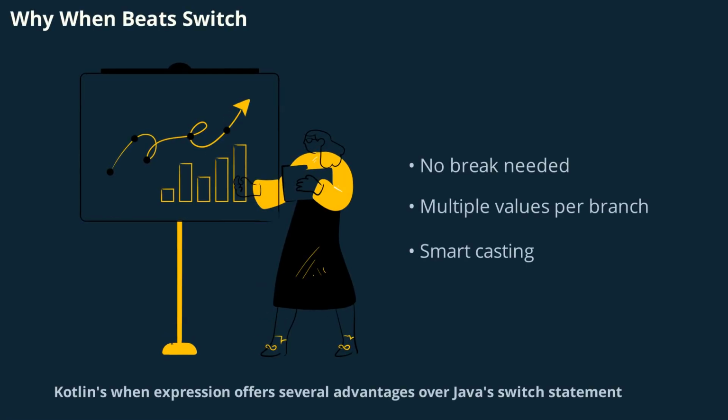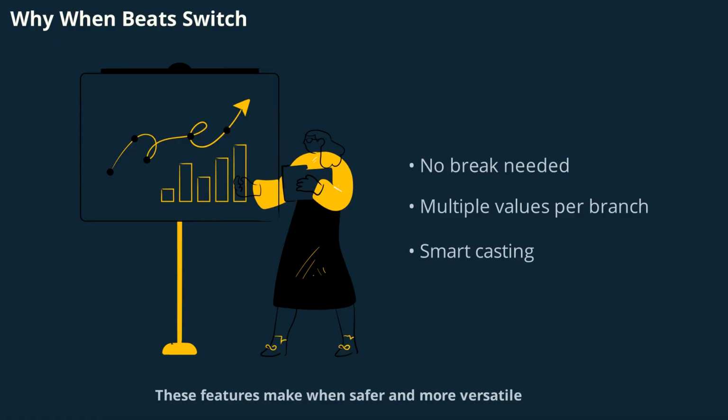Kotlin's when expression offers several advantages over Java's switch statement. First, you don't need break statements. When automatically stops after a matching branch, preventing fall-through bugs. You can also check multiple values in a single branch, use ranges, and even match types or expressions. Smart casting is another benefit. If you check an object's type, Kotlin automatically casts it for you. These features make when safer and more versatile.